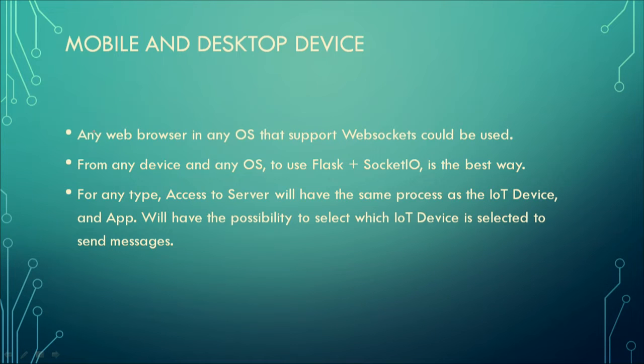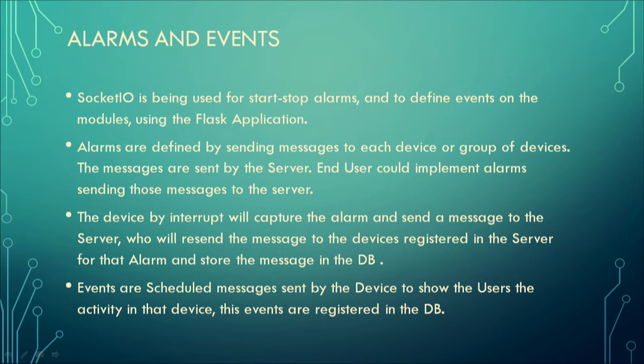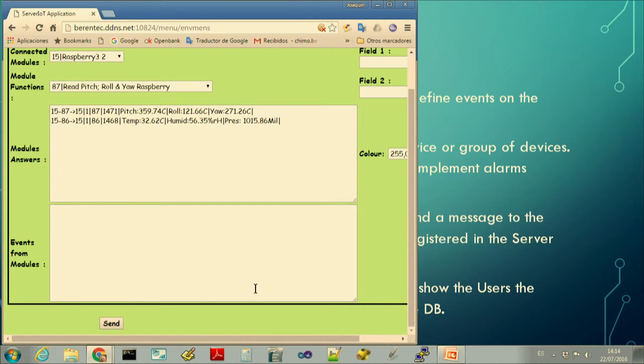For the mobile and desktop devices, the only thing that is needed is a web browser that supports WebSocket, because we need, as I have said, a persistent connection. We have that using Flask and Socket.io, and that's alarms and events. So we need alarms from the devices in order to send us messages directly if a temperature is above or below a number, but also we could schedule events that in our case will appear in the text area here below.